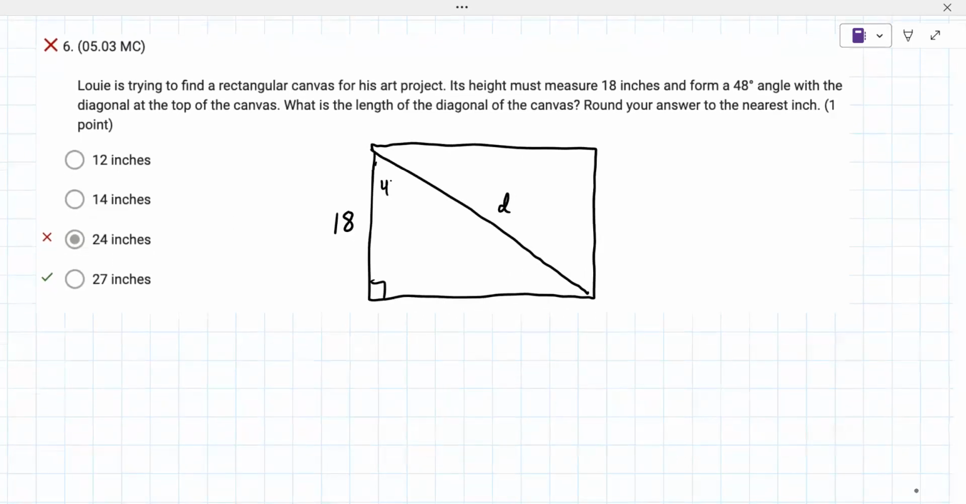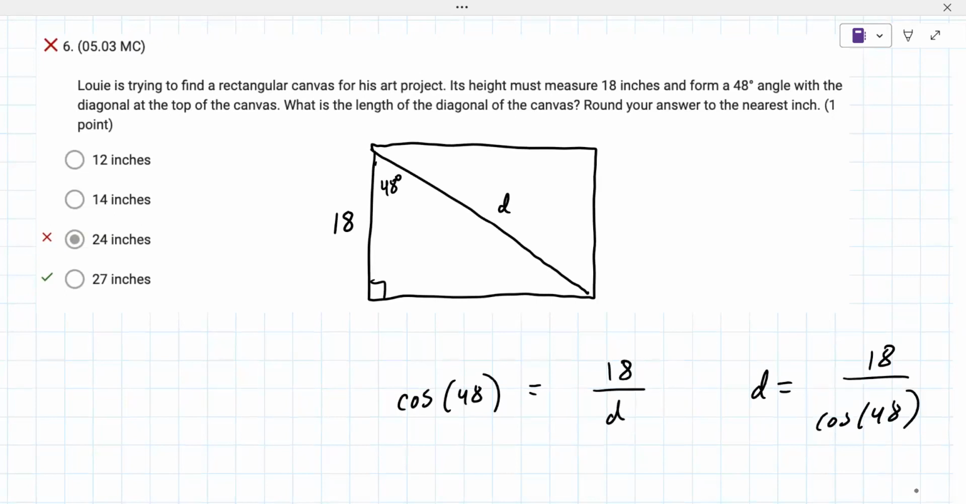I don't know how you would know. I mean, let's say that's 48 degrees. You can say the cosine of 48 equals 18 over D. So D equals 18 over cosine 48. Go ahead and calculate.